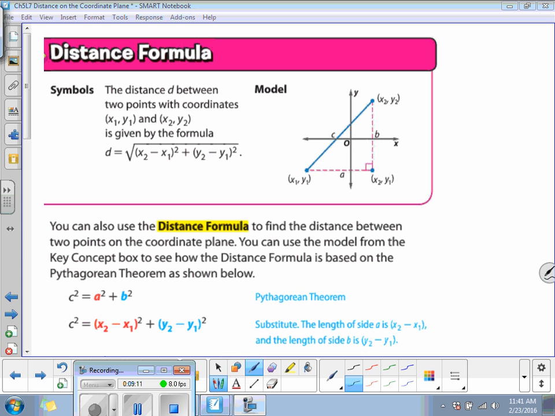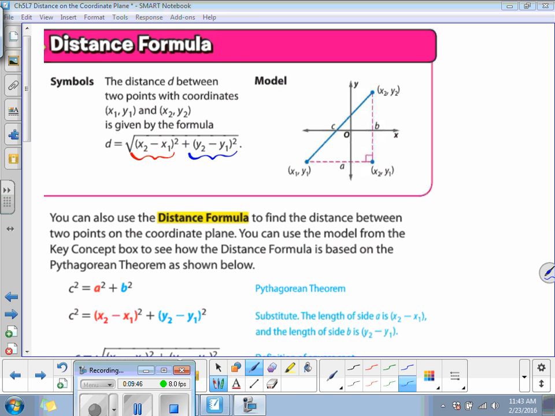The distance formula, D, the distance between 2 points with coordinates x sub 1 and y sub 1 and x sub 2, y sub 2 is given by this formula. And just like we said in the real world link there, all we're going to do is subtract our x coordinates, right? And we will subtract our y coordinates.